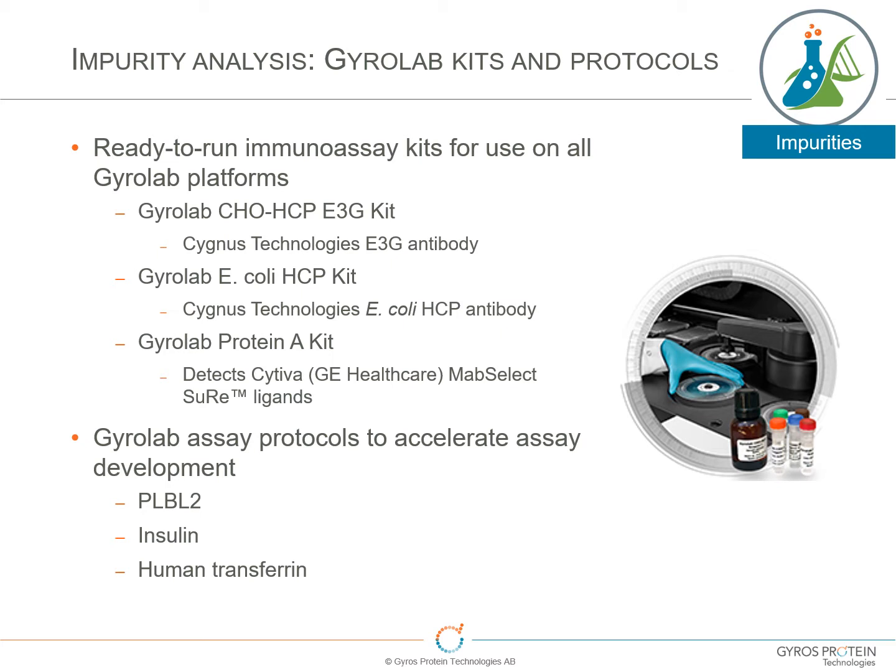Process-related impurity analysis is an essential regulatory requirement due to the immunogenic potential of impurities. Gyros Protein Technologies has developed robust time and reagent saving solutions for characterization of bioprocess impurities throughout biological production. Gyrolab kits for bioprocess sample analysis of CHO host cell proteins and protein A ligand impurities are ready to run on the Gyrolab platform and produce data in about 1 hour. Gyrolab assay protocols that accelerate assay development are available for PLBL2, insulin, and human transferrin.